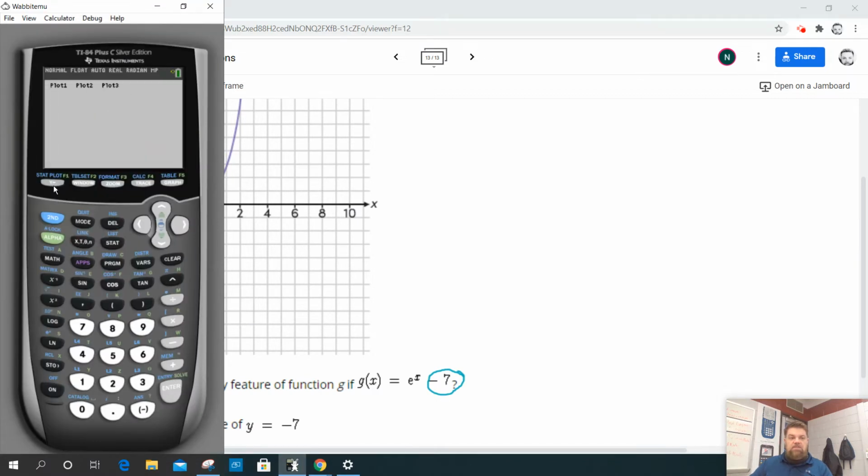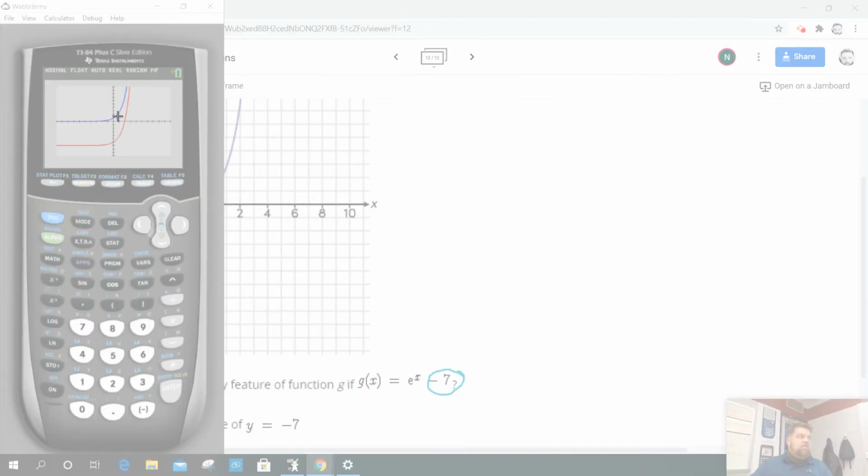So if I come in here and I clear this out and I say e to the x, that's the original parent function of e to the x. And now I'm going to say e to the x minus 7. And so now when I look at the graph, what you'll see, that's the parent function that we see, and then the next graph will just be 7 units down. That's it. That's all it does.